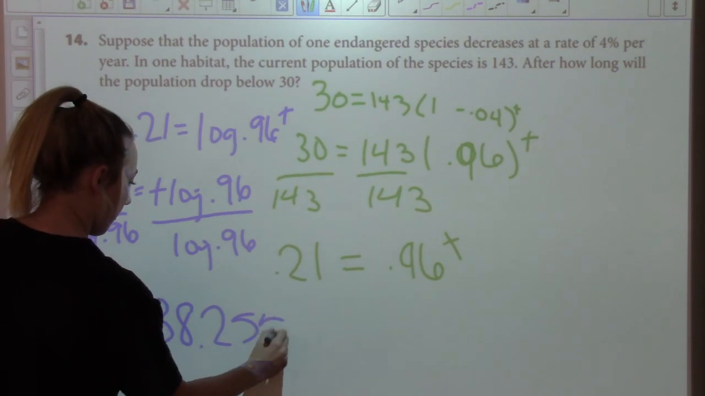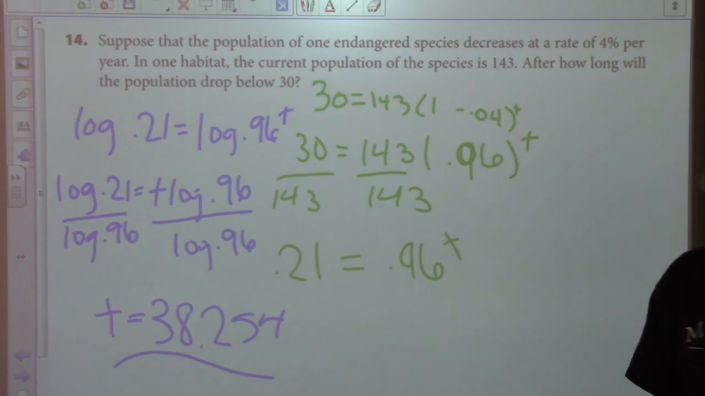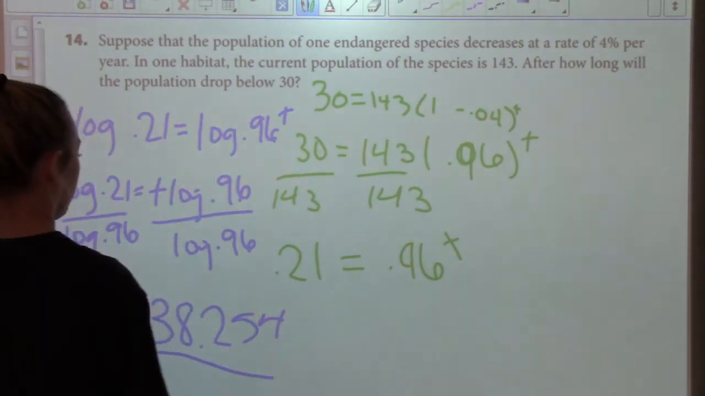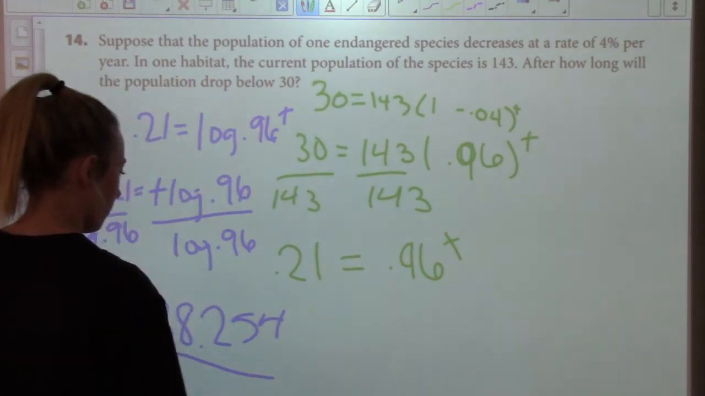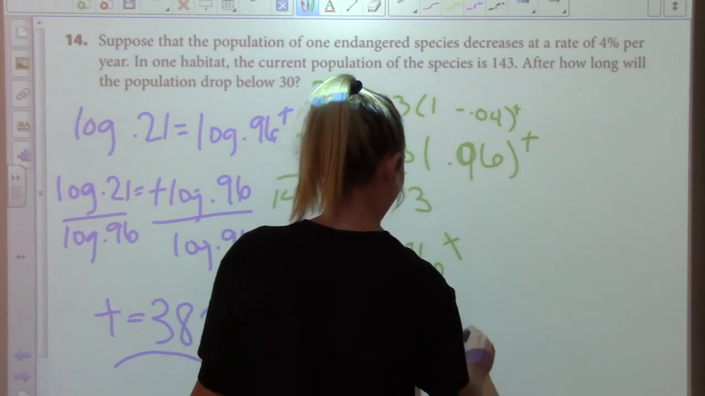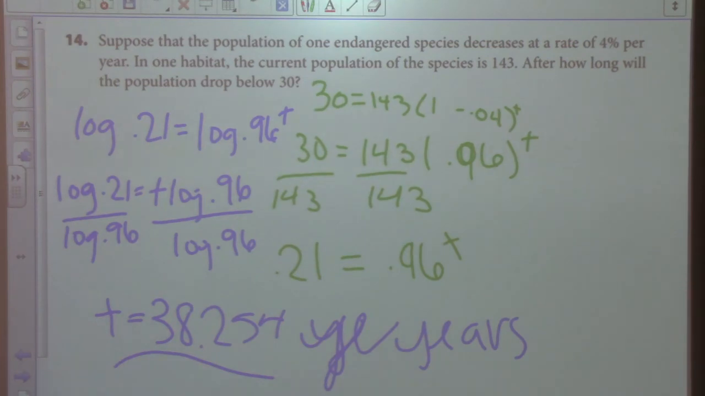The problem is if you press the thing on the board, there we go. It doesn't work that well. After how long will the population drop below 30? I've got approximately, so after 38 years. Or sometimes you hear them say during the 39th year.